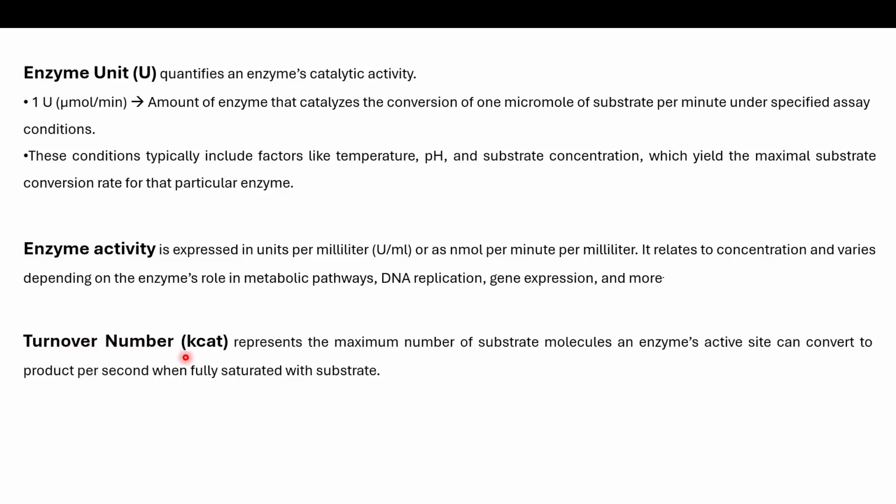And there is the turnover number, or kcat, which represents the maximum number of substrate molecules that an enzyme's active site can convert to product per second when fully saturated with the substrate. These are just definitions, because sometimes when I talk about the activity of the enzyme, you should know how it is defined in the literature. This is the definition of an enzymatic activity, and this is what one unit of enzyme refers to. You should have this in mind when we talk about such terms. This is actually what it means.